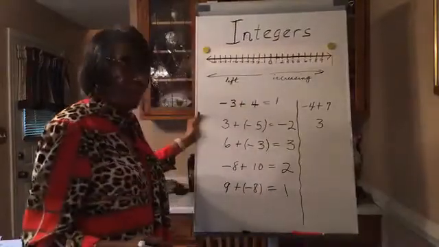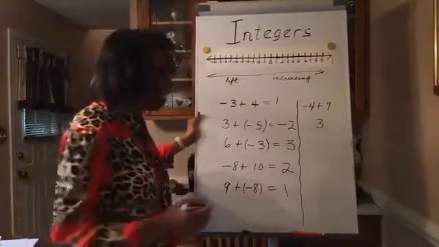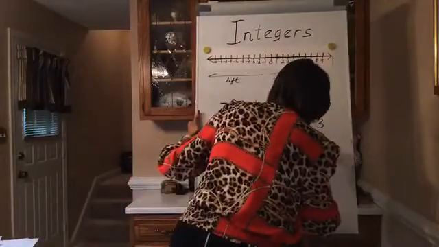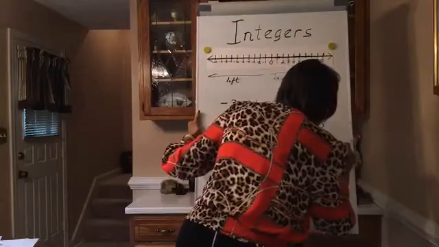All right, let's take one that is not on your number line and see if you can do that. Negative 30 plus 20.